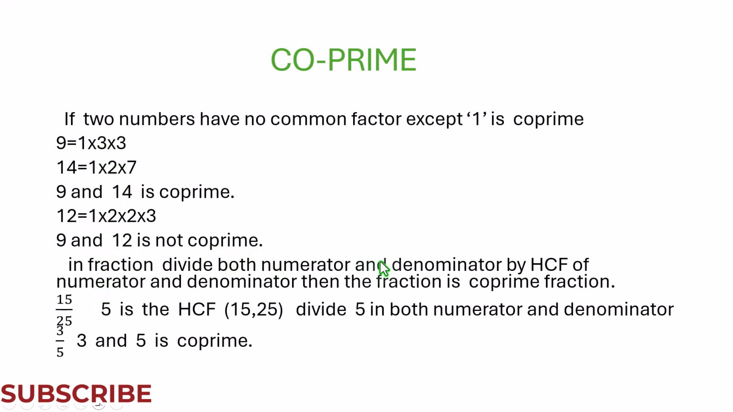In a fraction, divide both numerator and denominator by the highest common factor of the numerator and denominator. Then the fraction is a coprime fraction. To convert a non-coprime fraction to a coprime fraction, divide both numerator and denominator by their highest common factor. Take 15 by 25: 5 is the highest common factor of 15 and 25. Divide 5 in both numerator and denominator, and we get 3 upon 5. 3 and 5 are now coprime.